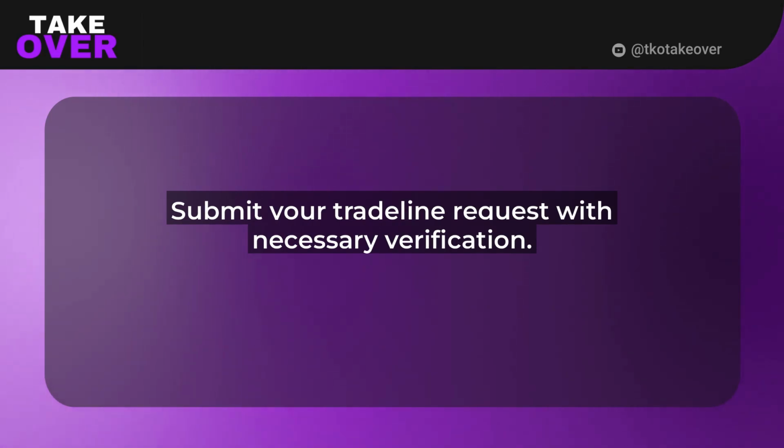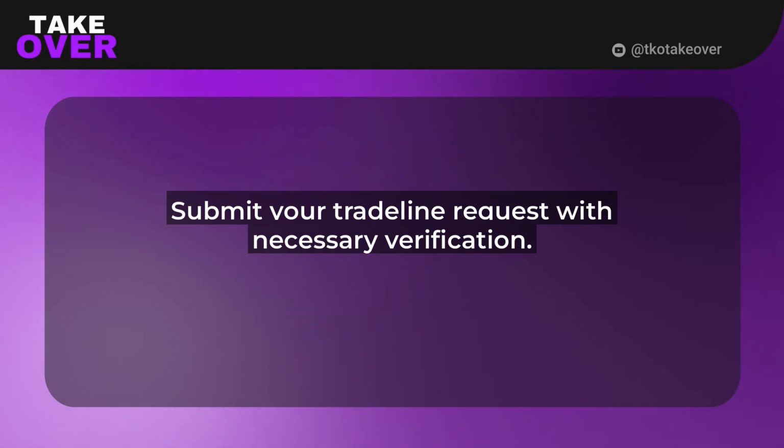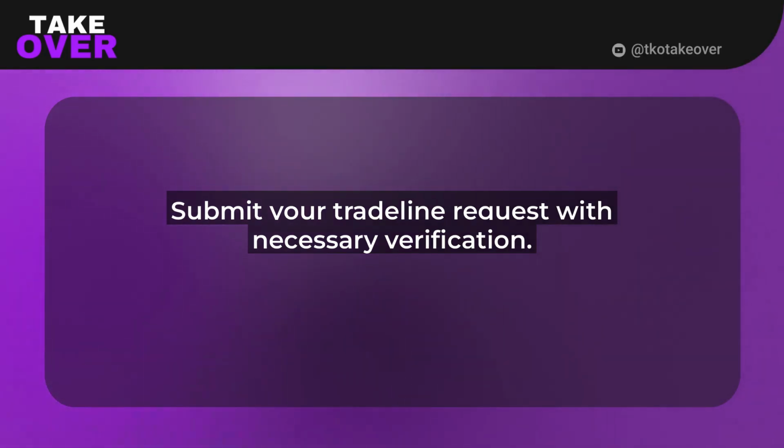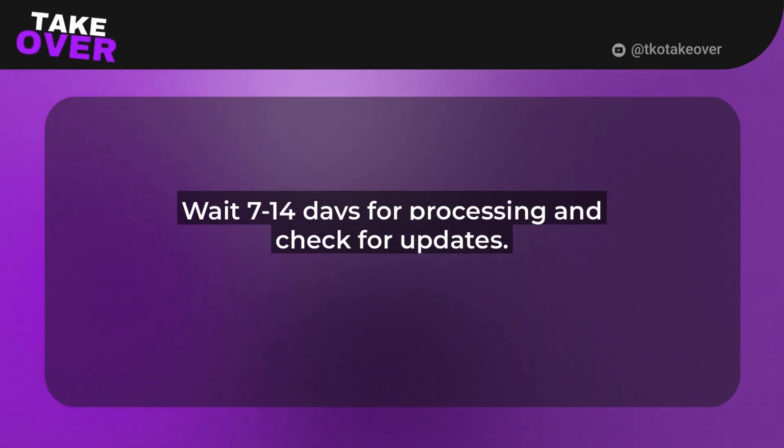Step 3. Submit the request. Experian might ask for verification, so be prepared to upload documents like statements or a letter from the creditor. This helps prevent fraud and ensures your trade line is legitimate. Processing times are usually fast. Expect 7 to 14 days for updates.